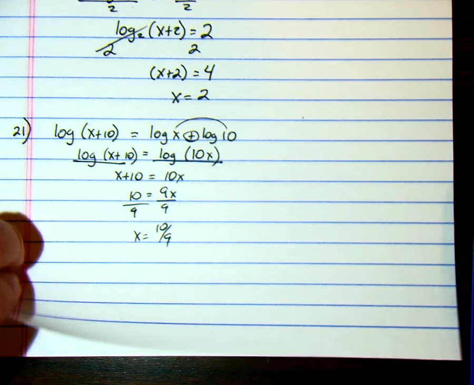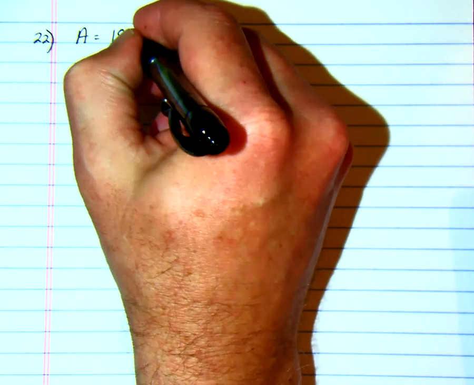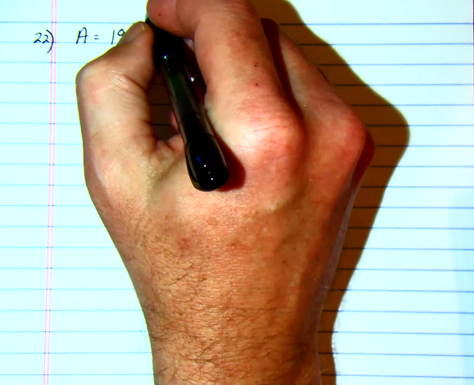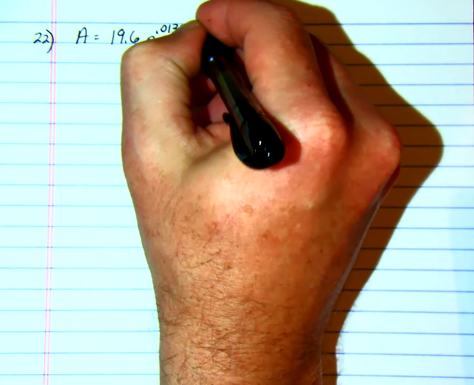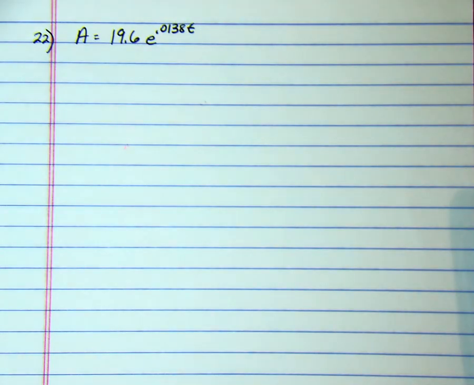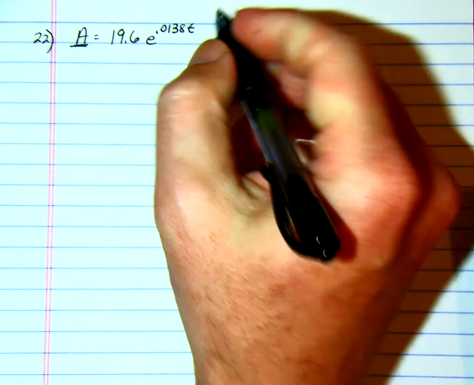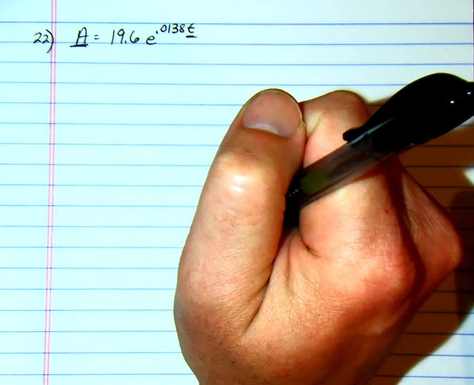Okay, we're going to do some application problems now. We have 3 problems left, which I think are all applications. So here's 22. We have an equation A equals 19.6 e to the 0.0138 t power. This is going to model the population of a U.S. state, A in millions, T years after 2000. So A is the population of a state T years after 2000.